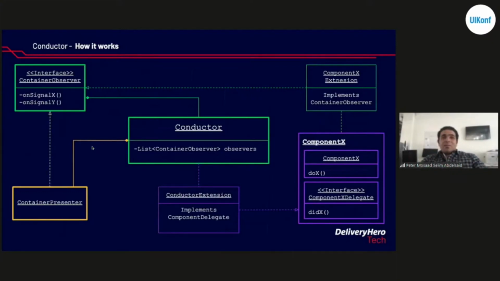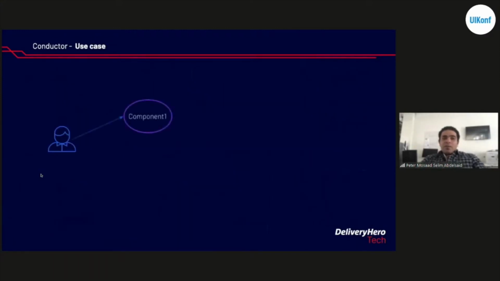Last, in many cases, we saw that we need to pass some signals to the container presenter itself, and in that case, we can implement the container observer inside the presenter. Then we would get all the events from all components, even to the container presenter, without the container presenter having a reference to the component.